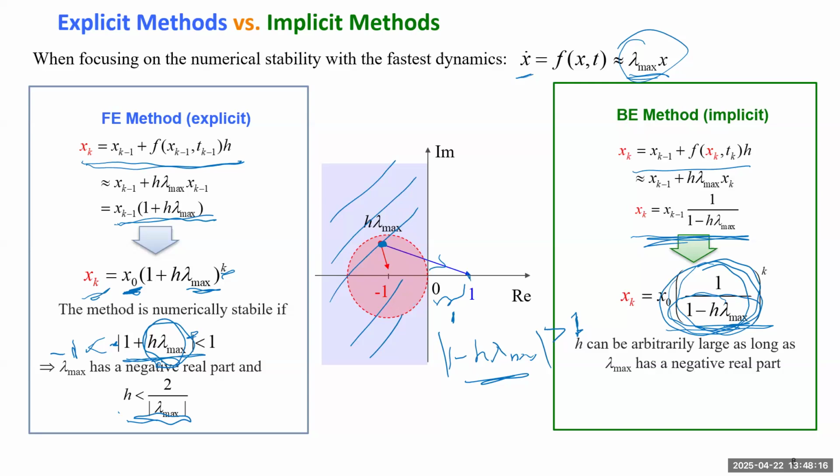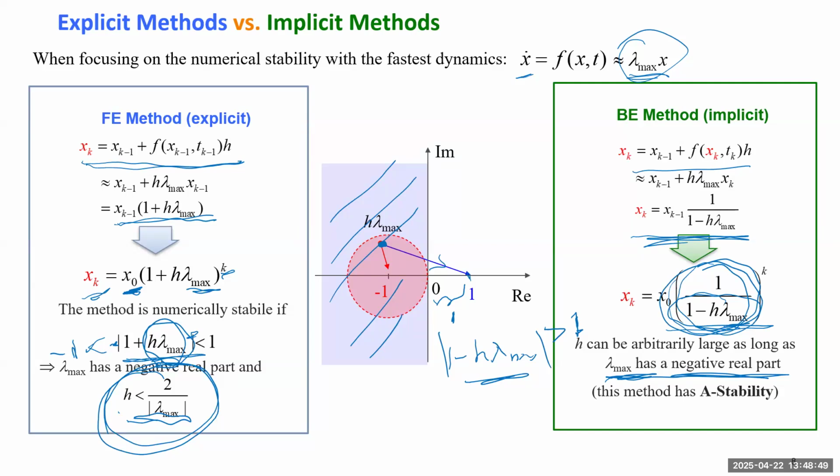So no matter how many k's you simulate, Sk will always be bounded if the system itself is stable. So we only need this lambda to have a negative real part. So if the system is stable, the implicit method will be numerically stable. But for the explicit method, even if the system is stable, the time step still needs to be small enough for numerical stability.